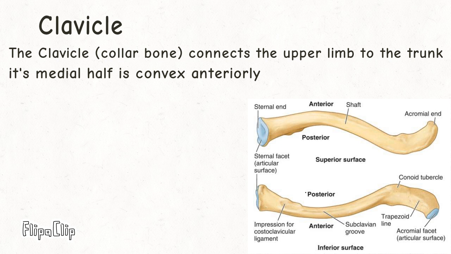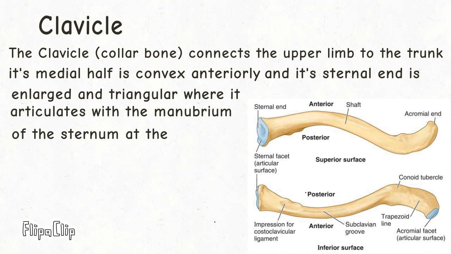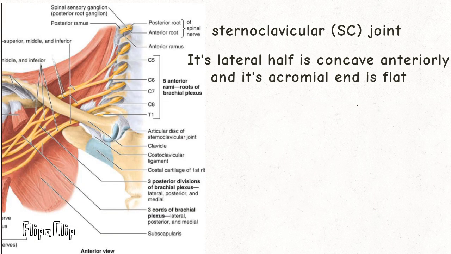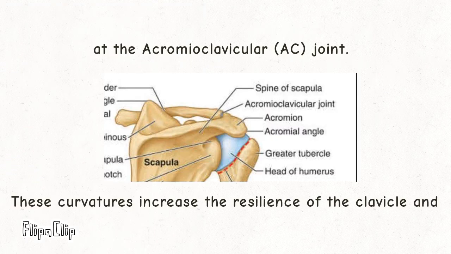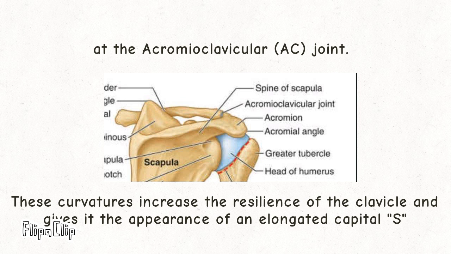The clavicle, or collarbone, connects the upper limb to the trunk. Its medial half is convex anteriorly, and its sternal end is enlarged and triangular where it articulates with the manubrium of the sternum at the sternoclavicular joint. Its lateral half is concave anteriorly, and its acromial end is flat where it articulates with the acromion of the scapula at the acromioclavicular joint. These curvatures increase the resilience of the clavicle and give it the appearance of an elongated capital S.